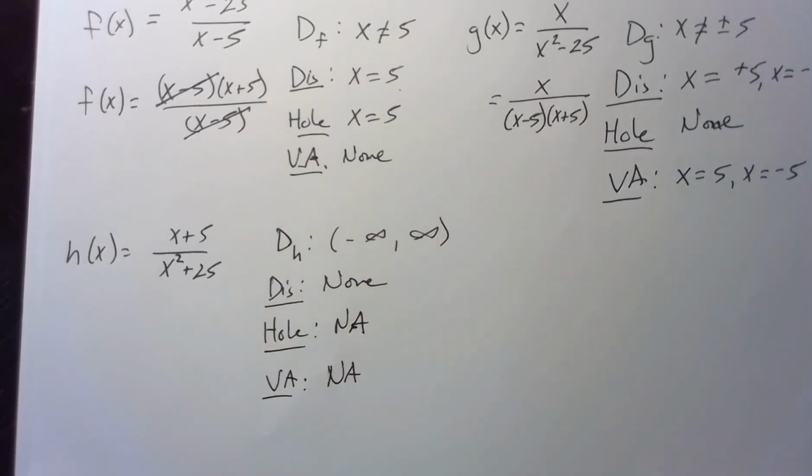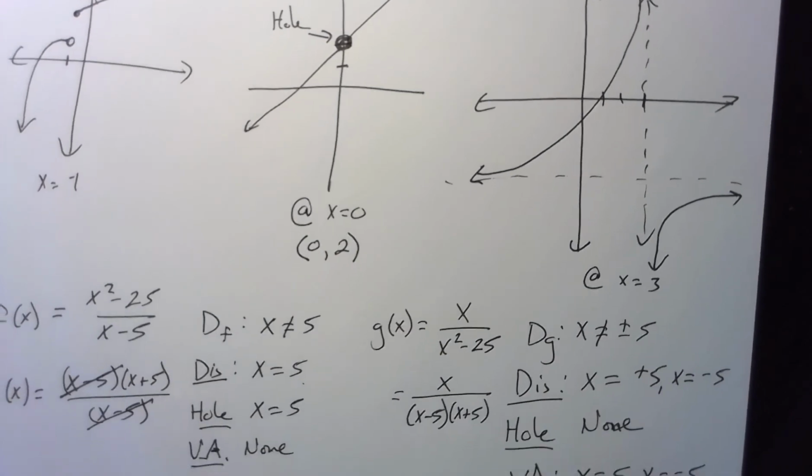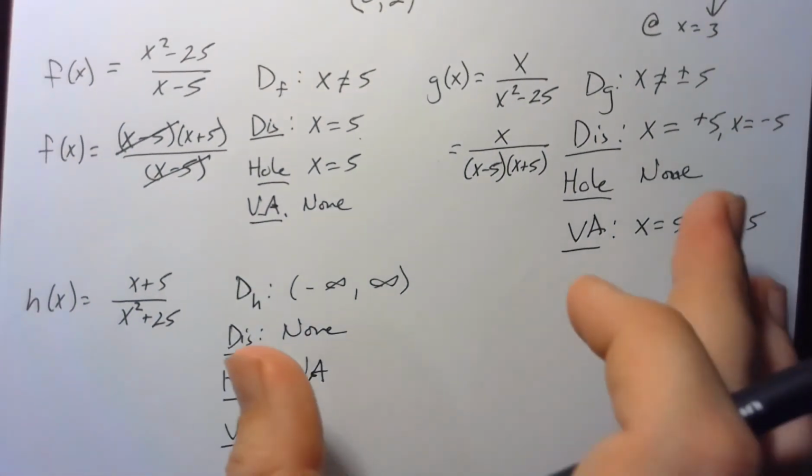But these are the ways that you're going to define holes and vertical asymptotes graphically, and how you're going to be able to algebraically identify them via a function.